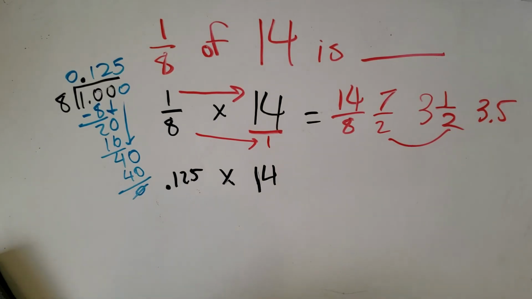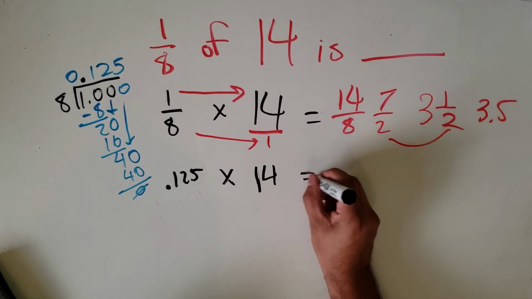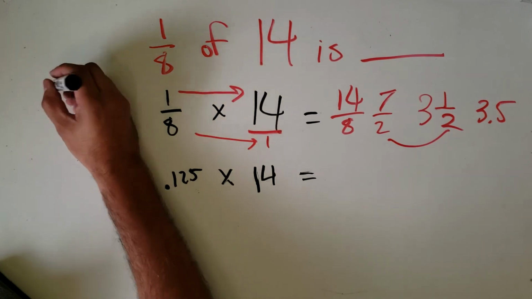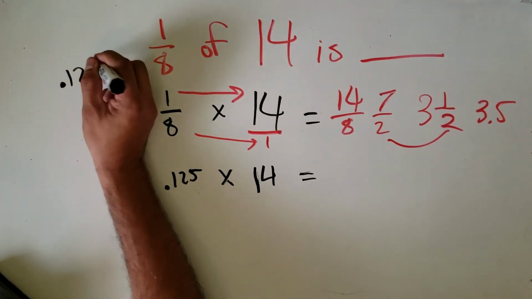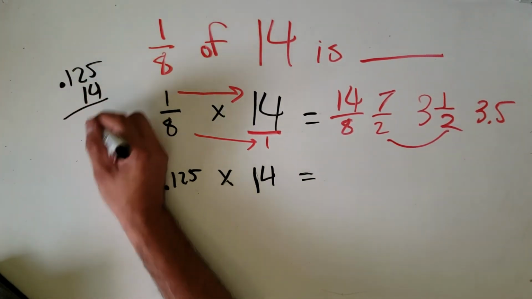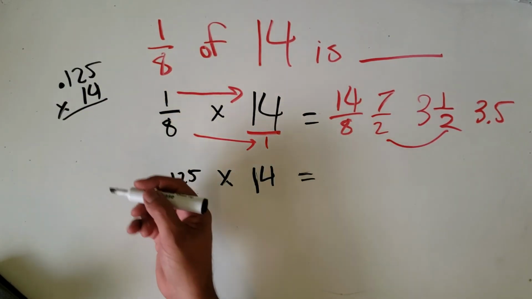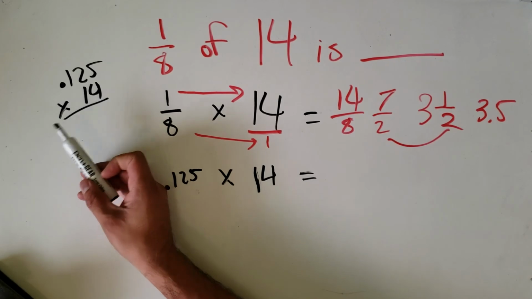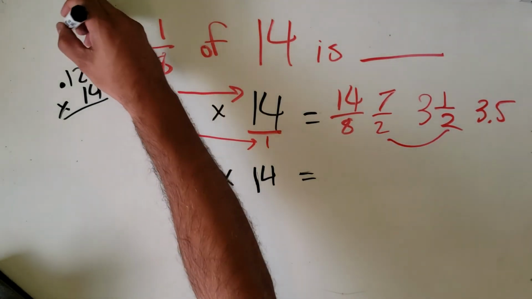0.125 times 14. So now we need to multiply that. Let me go ahead and put my equal sign. And I'm going to go ahead and erase my division so I can multiply there. Alright, again, we're multiplying, so you do not have to line up decimals. So I'm just going to put the longer number on top. You know how I always tell you guys when you look at your multiplication, see how many numbers are after the decimal? Well, write yourself a little note.